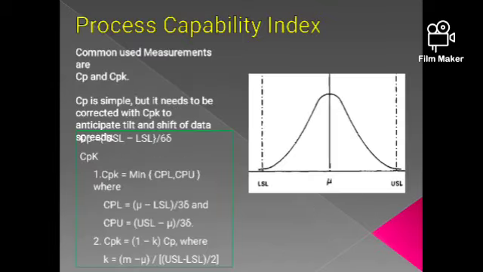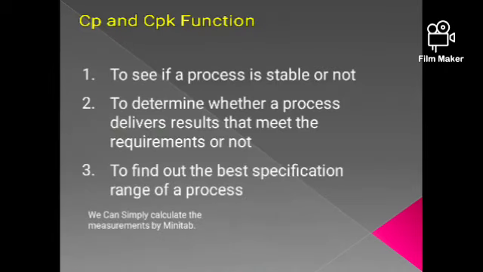You can see in many articles how the CP and CPK are calculated. The most important is that you understand that the indices use a 6 sigma standard. 6 sigma will give you only 3.4 defects per million observations, or DPMO. We will discuss 6 sigma in another chapter. And also, the calculation of CP and CPK can only be applied to normal data distribution. Now, you understand the function of the index measurement: to see if a process is stable or not, to determine whether a process delivers results that meet the requirements or not, and to find out the best specification range of a process.